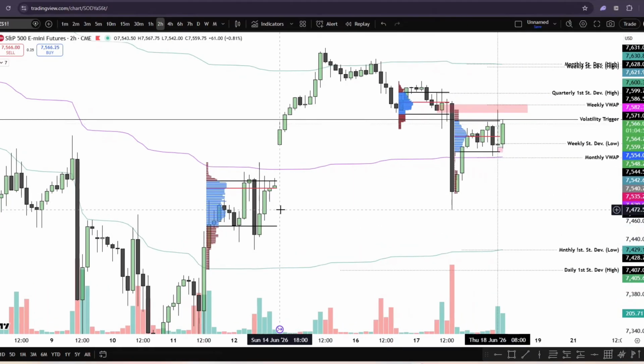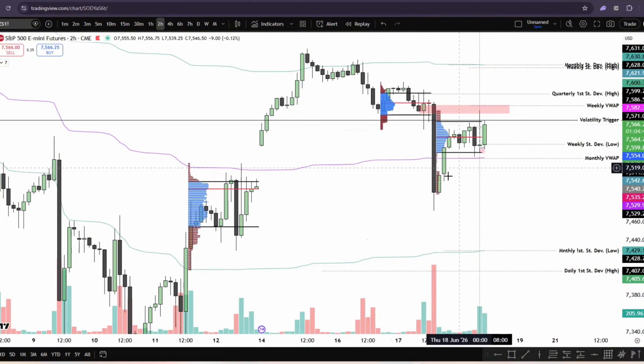So always remember, in auction market theory, market goes from balance to imbalance, back to balance to imbalance, and so on and so forth. And since market told me that it does not want to trade in this balanced range, it doesn't want to trade below monthly VWAP, then I should be looking to target higher, obviously, right? Towards monthly standard deviation high, weekly standard deviation high, right? So I was leaning longs by that.